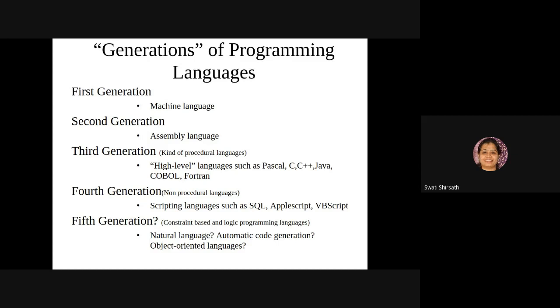And again they are constraint based or logic programming, because in object oriented you have some constraints, that you cannot use private functions in the main class or something like that. So that we'll see in Java and C++. So that is why object oriented also falls into the fifth generation languages. Then we have Prolog, Mercury, OPS 5. Prolog is a kind of constraint based programming language.